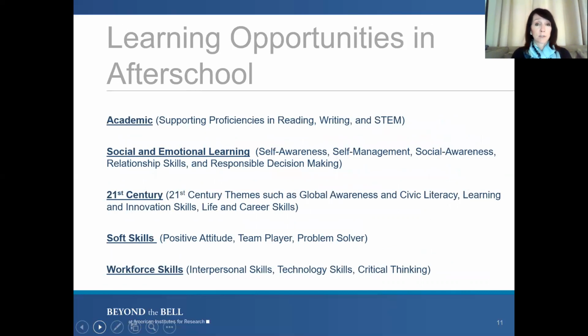Learning opportunities in after school are numerous. They include academic, social and emotional learning, which includes self-awareness, self-management, social awareness, relationship skills, and responsible decision-making. 21st century skills, which includes global awareness, civic literacy, and career skills. Soft skills, which include positive attitude, team player, and problem solver. And workforce skills, which can include interpersonal skills, technology skills, and critical thinking.